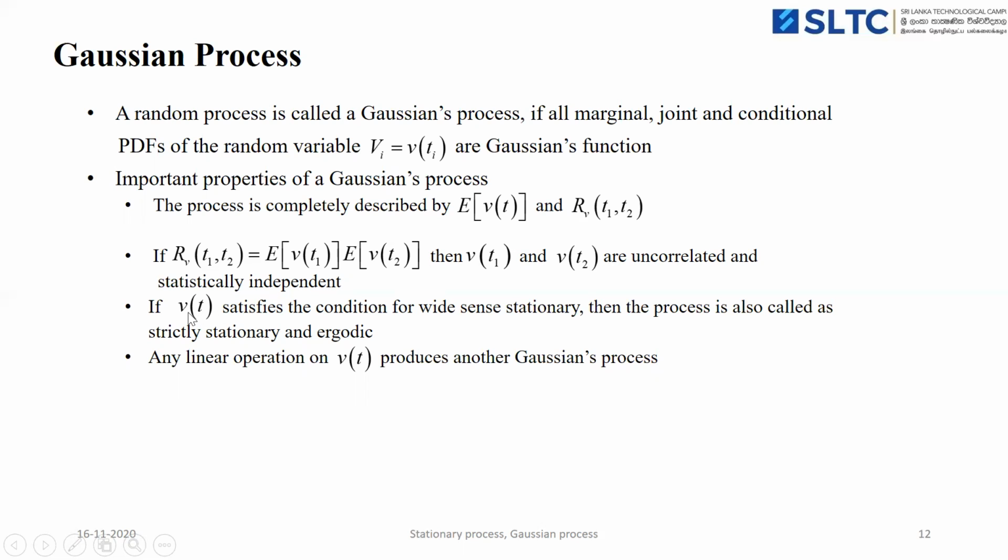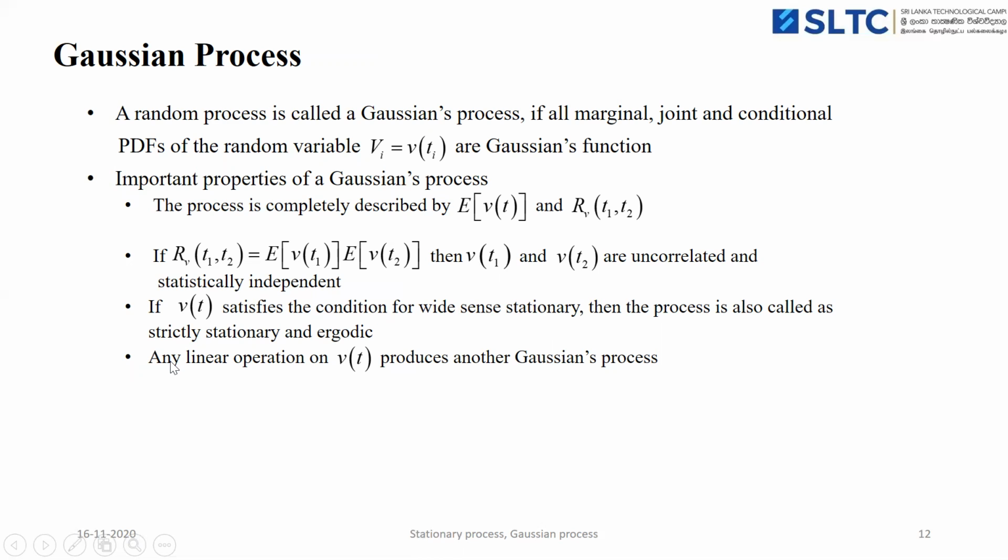Then the third property: if v of t satisfies the condition for wide sense stationary, then the process is also called a strictly stationary and ergodic random process. This is a very important property, the third one, because if the Gaussian process is wide sense stationary, we can say it is a strictly stationary random process, and also we can say it is an ergodic random process.